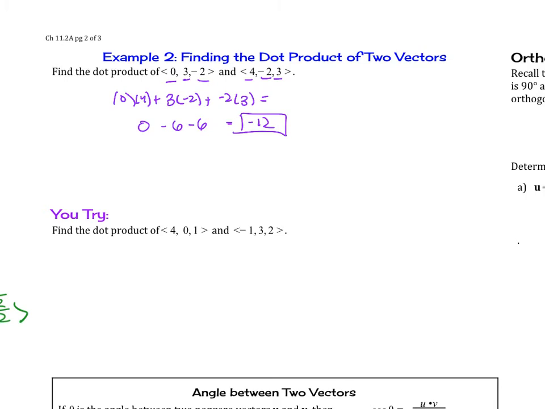So go ahead and try this next example below. So here you should have gotten negative 2.